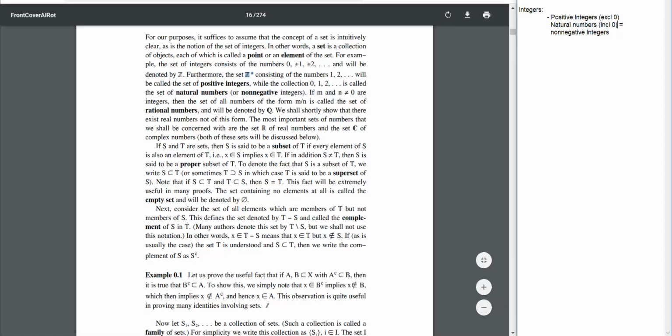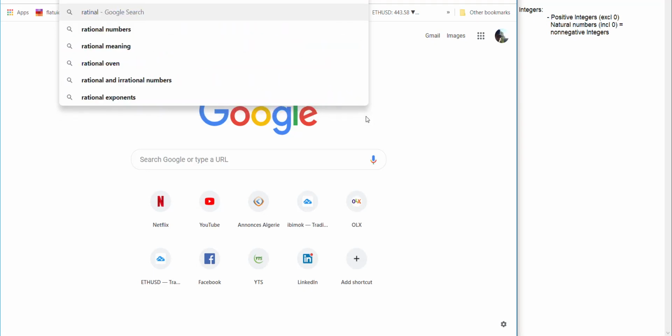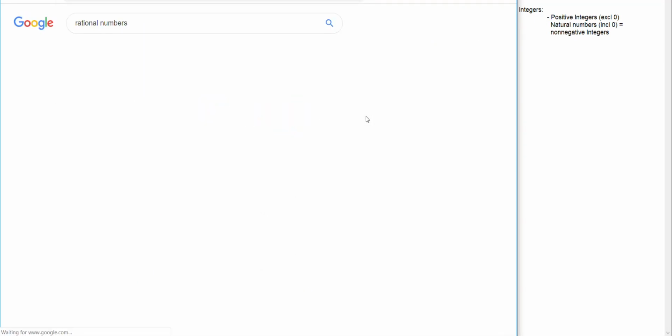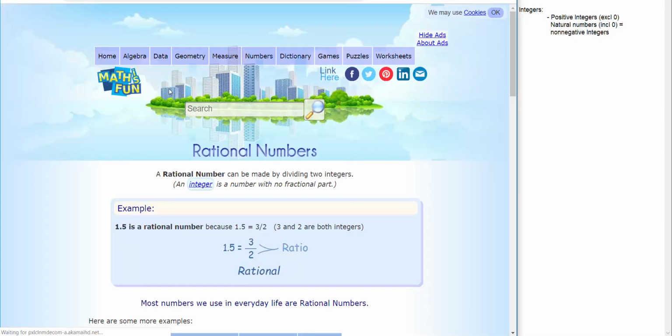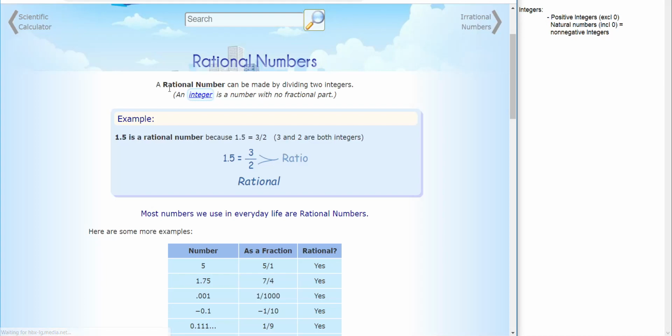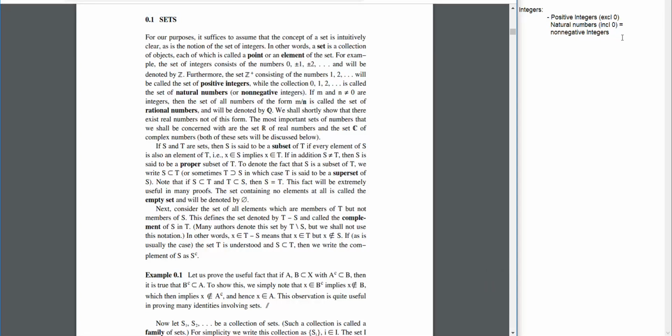I think we need a little bit more introduction into what rational numbers are. We have rational numbers here. Yeah, this is a good source. Dividing two integers. And what did it say here? If m and n are integers, then the set of all numbers of the form m/n. So m/n is a fraction here. Okay, so the rational numbers is a set of fractions.